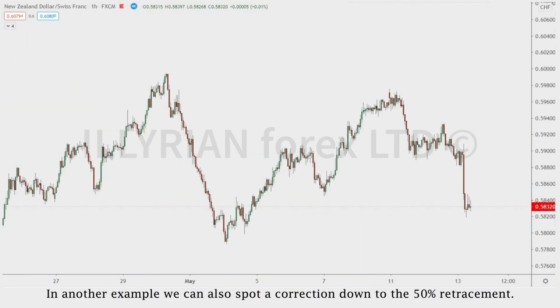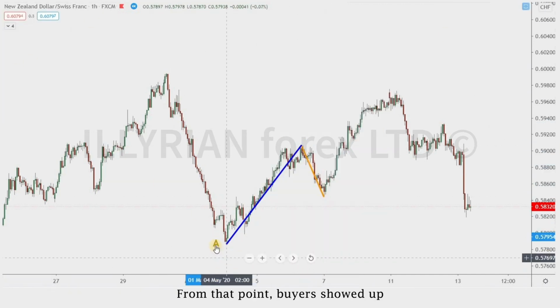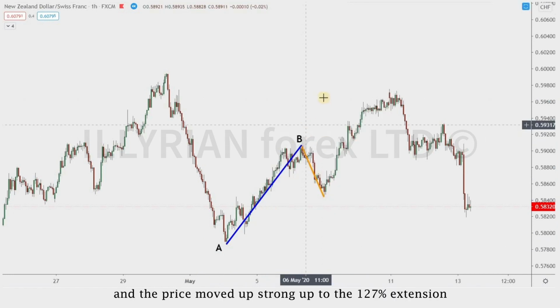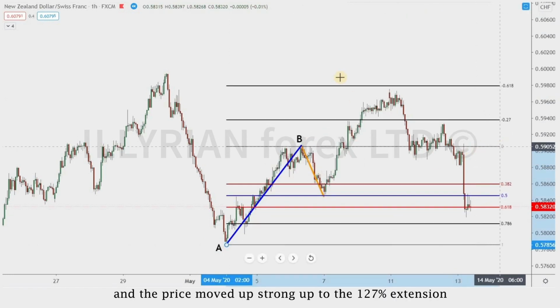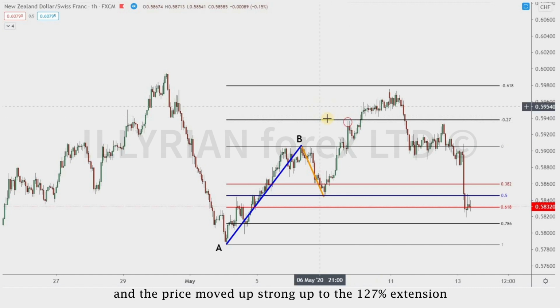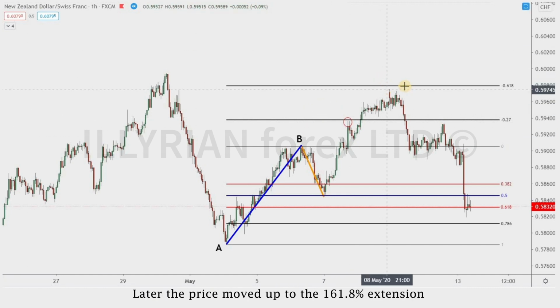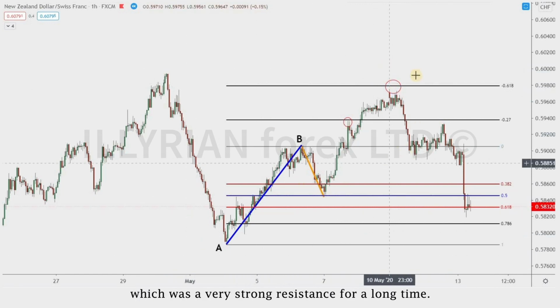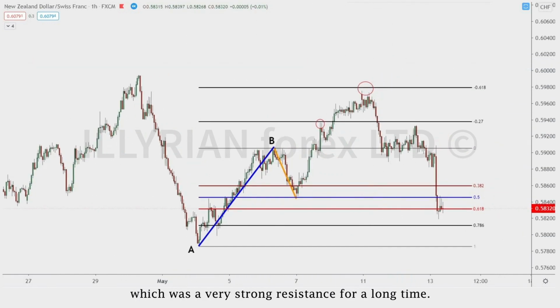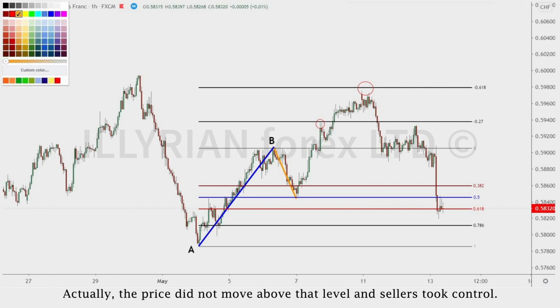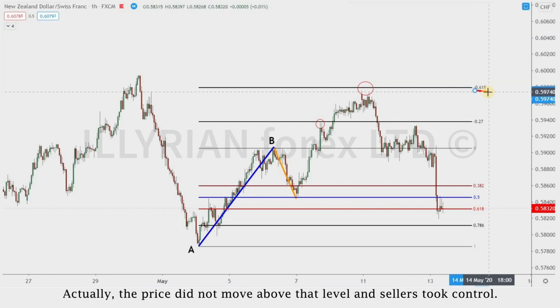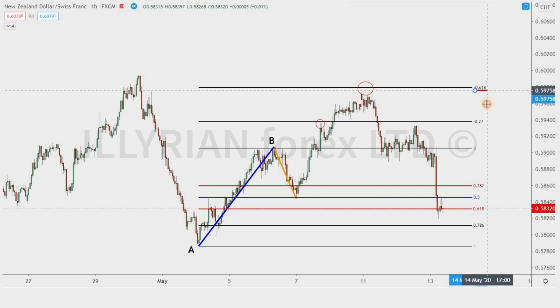In another example we can also spot a correction down to the 50% retracement. From that point, buyers showed up and the price moved up strong up to the 127% extension, where it stopped for a while. Later the price moved up to the 161.8% extension, which was a very strong resistance for a long time. Actually, the price did not move above that level and sellers took control.